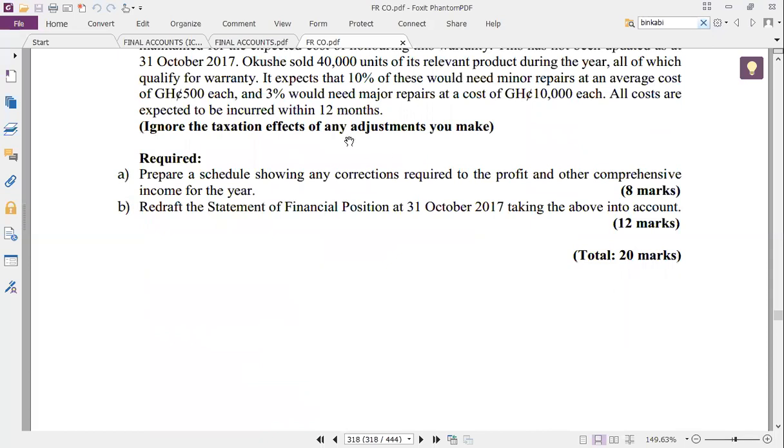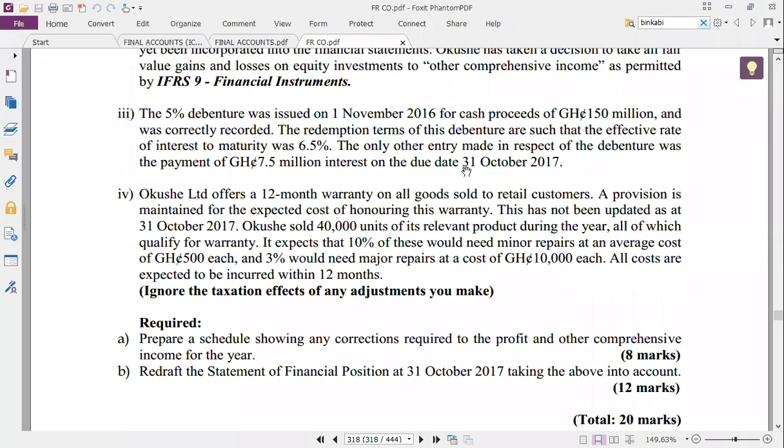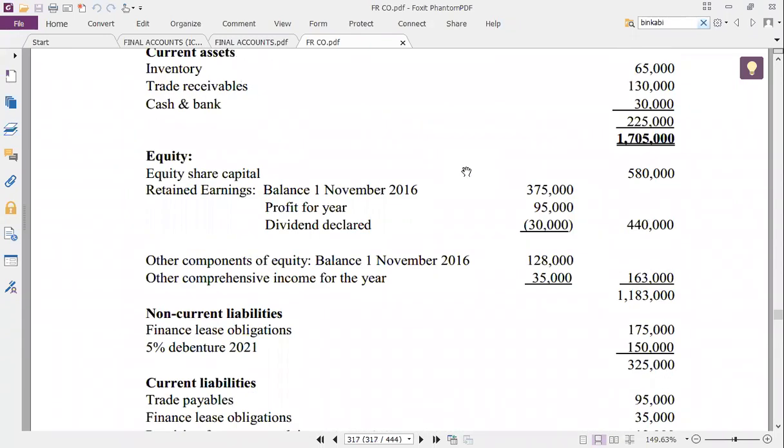So here, I'll put the requirement first. Show the revised profit and other comprehensive income for the year, and extract the statement of financial position as of 31st October 2017, taking the above into account. Now, watch here. Let's go to the financial position and look at it.